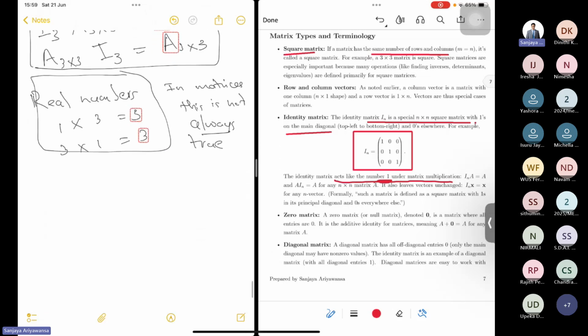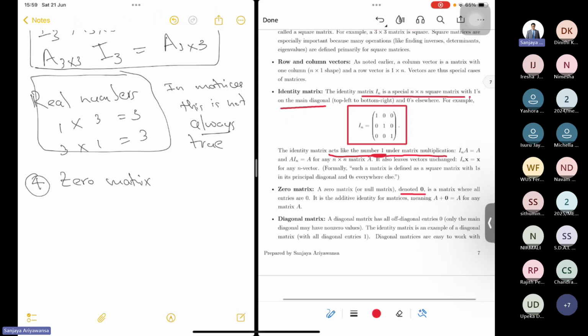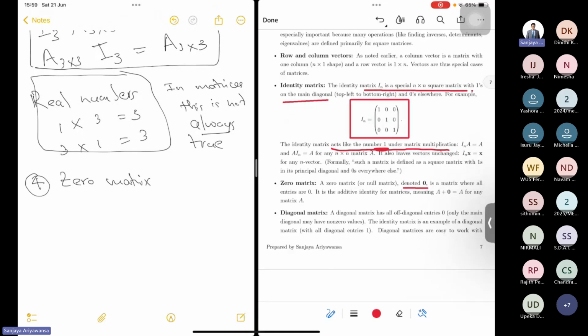Now we are talking about different types of matrices. Then we move to this thing called the zero matrix. A zero matrix is again denoted by zero, and is where all entries are zero. It is the additive identity for matrices, meaning you add a zero matrix to any square matrix A, and you will get the same matrix A.